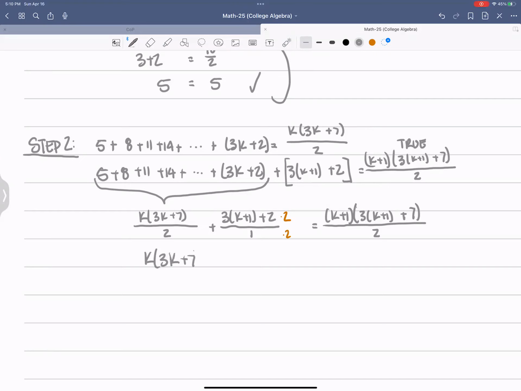3k plus 7, plus, we'll do 3 times 2, that's going to be 6. So 6k plus 1 plus 2 times 2 is 4. And all of this is going to be over 2. We're trying to get this to look like k plus 1 times 3 times k plus 1 plus 7 over 2.